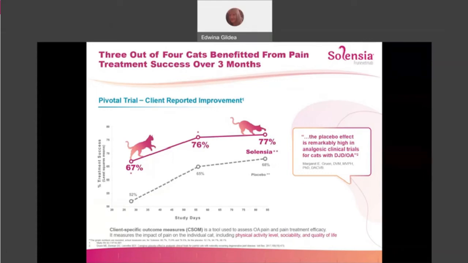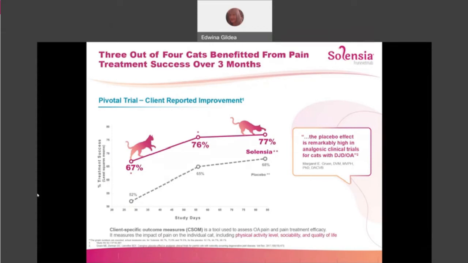The study ran for 3 months, and here you can actually see the output based on the 3 different assessment points. So day 28, 67% of cats involved in the study had reached treatment success. You'll note that 52% of the placebo group, which is reflected by the grey line, had also reached treatment success, and we can see that line increasing over time. It's actually known, and something that Dr. Gruen has well studied, that the placebo effect is remarkably high in analgesic clinical trials for cats.